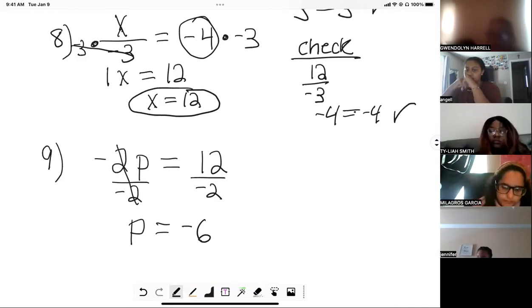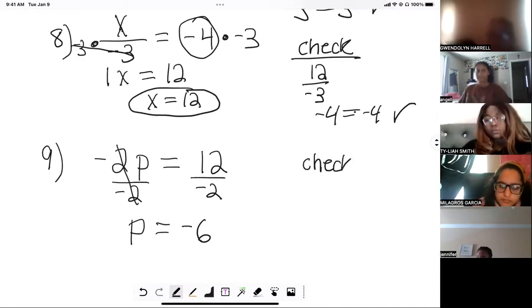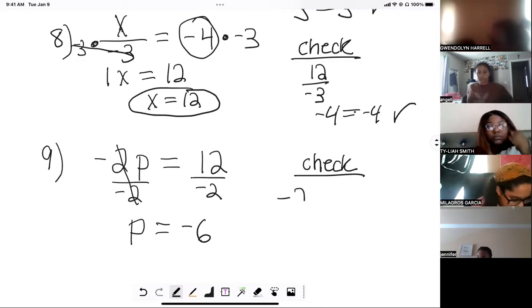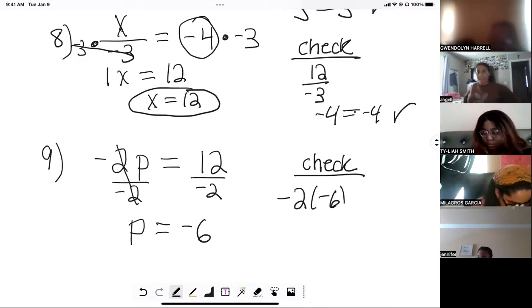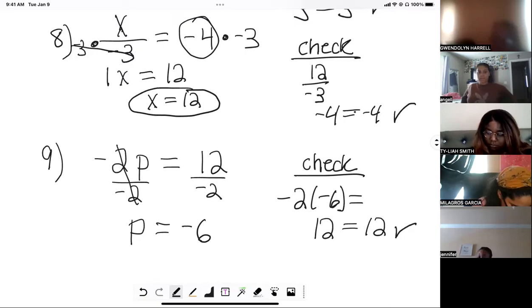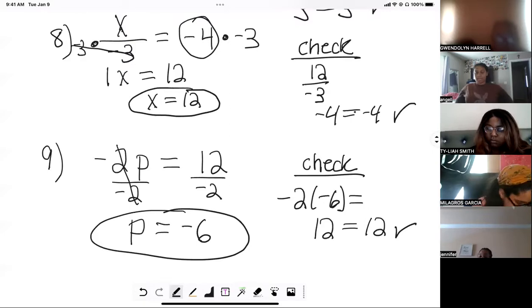And then when you check your answer, you have -2 times -6. Negative times negative is a positive. 2 times 6 is 12, which we wanted it to be 12. So we know we have it right. So if you got P equal -6, you did an excellent job. Any questions? I did that one in my head. Yeah, you can do all these in your head.